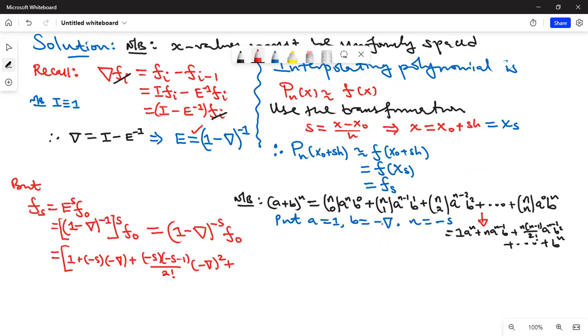So this is what we get. Then plus negative s minus 1, negative s minus 2 over 3 factorial, negative delta cubed, plus so many other terms up to the other one, which is plus s plus n minus 1 combination n, delta raised to n, plus the last term is delta raised to s operating on f naught.